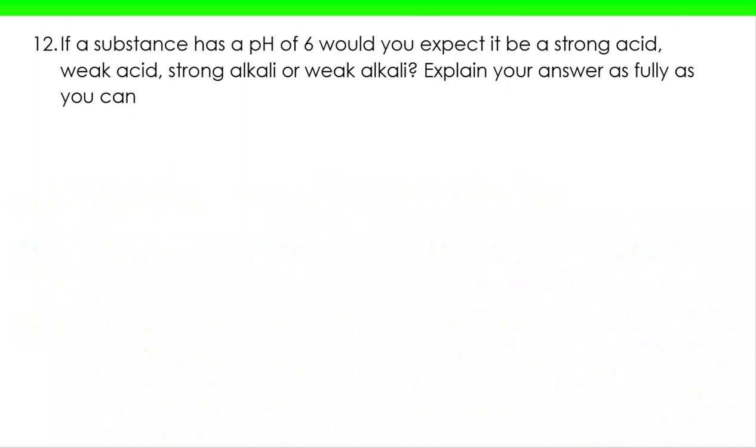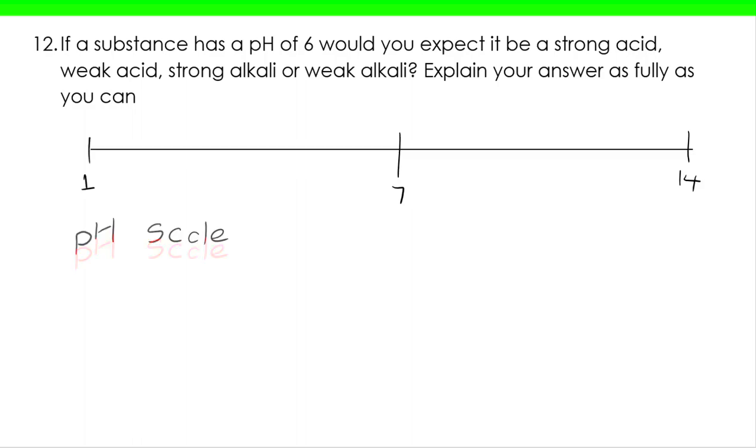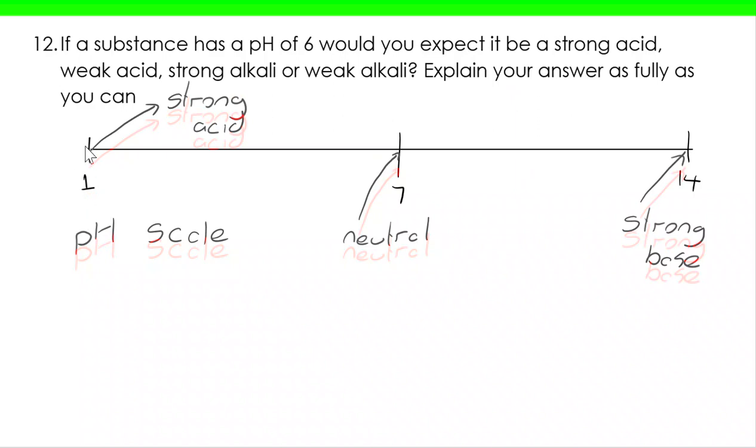So I've got 4 potential answers here: strong acid, weak acid, strong alkali, or weak alkali for something with a pH of 6. Well, let's start by drawing the pH scale out. It does go down to 0. Commonly, you won't see it go below 1 at GCSE, but it runs from 1 through to 14, where we have neutral at 7 in the centre. We have a strong acid down at pH 1 and a strong base or a strong alkali up at pH 14.